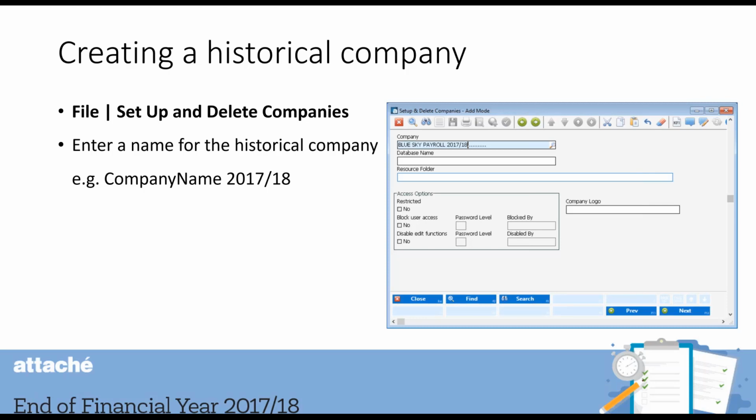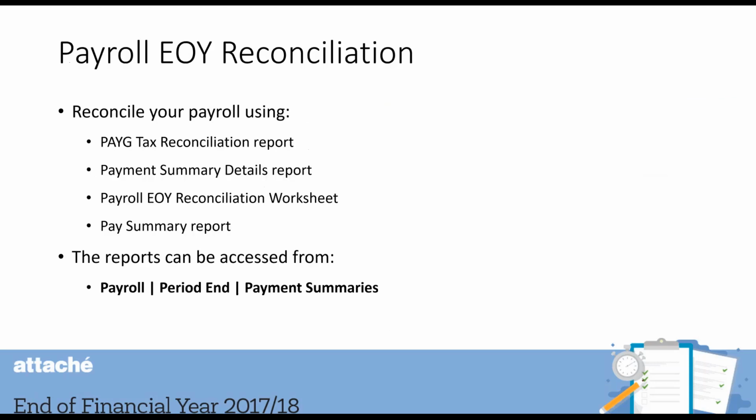Once you've created and printed the payment summaries, and created the ETP payment summaries, and you've also created the MDUP file, you will then take a copy of your payroll data and restore the archive of the current company's dataset into this company you've just created. We will look at restoring the payroll data for 2017-18 later in this webinar.